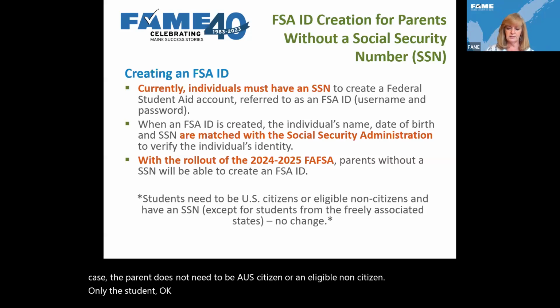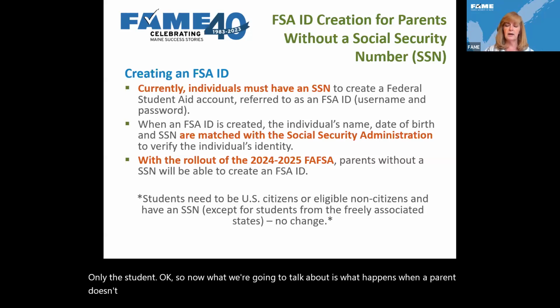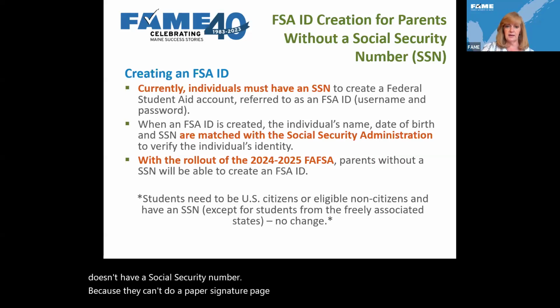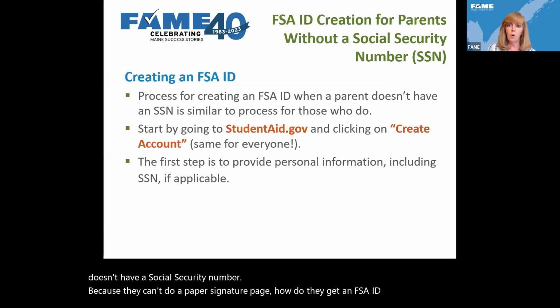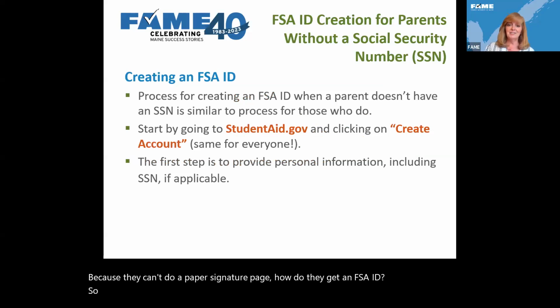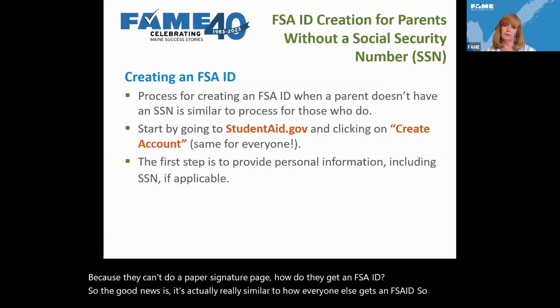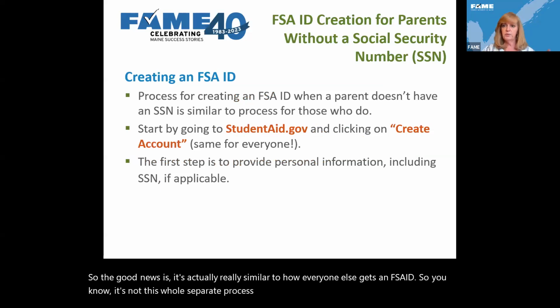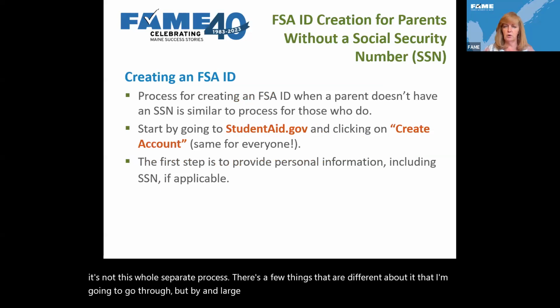So now what we're going to talk about is what happens when a parent doesn't have a social security number, because they can't do a paper signature page. How do they get an FSA ID? So the good news is it's actually really similar to how everyone else gets an FSA ID. So it's not this whole separate process. There's a few things that are different about it that I'm going to go through, but by and large, I was just so pleased to see that they do basically the same thing.